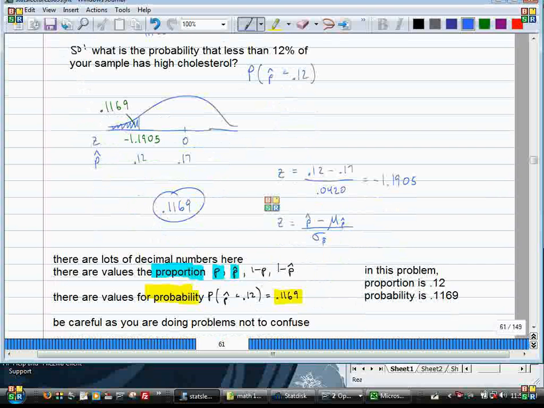So when you're doing these proportion problems, it's going to be really, really important to keep track of what's what. It's no longer quite as clear. When you have x bar equals 64, no one's ever going to say that 64 is a probability. That doesn't make any sense. But when your proportion is 0.17, if you're not keeping track, you could easily slip and think that that's a probability at some point. So keep straight which is which.